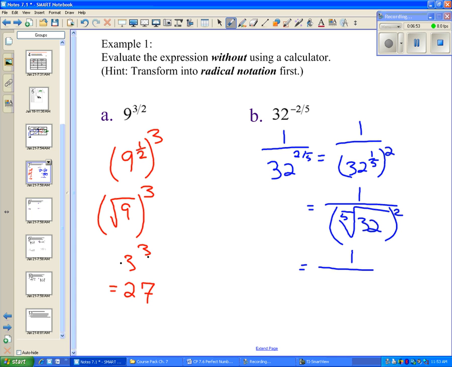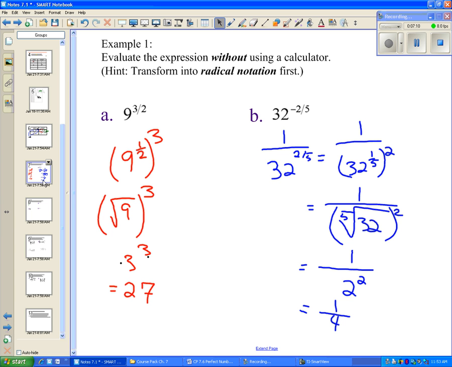Try that again. This is 1 over the 5th root of 32, quantity squared. So that's 1 over, as I just showed on the other page and circled in green, the 5th root of 32, which is 2. 2 squared is 4, and this is all under 1, so my answer is 1/4.